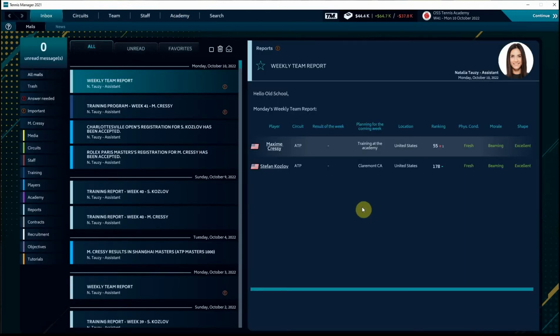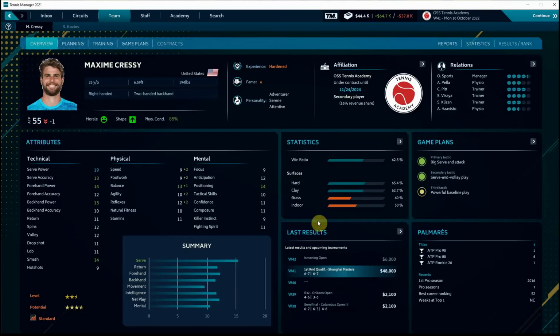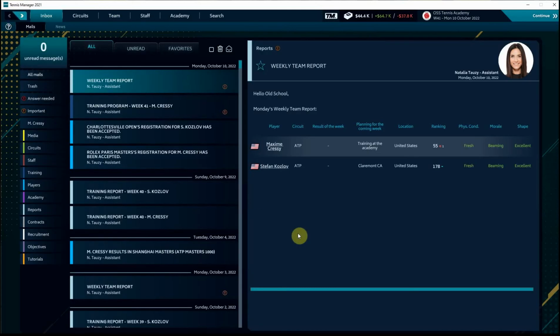Well, we've played another couple weeks. Not really great results for Maxime. Lost his first match at the Orleans Open, and then he just lost his first round qualifier at the Shanghai Masters. So, you know, two quick losses in tournaments for Maxime.